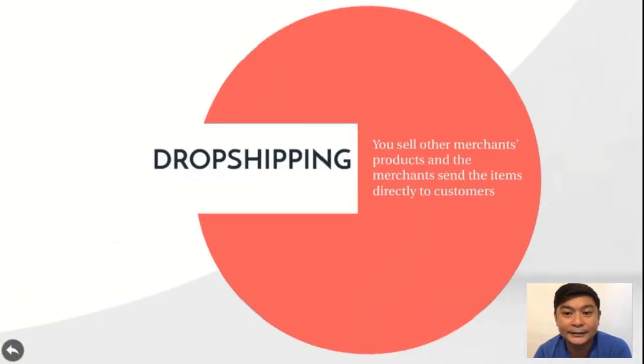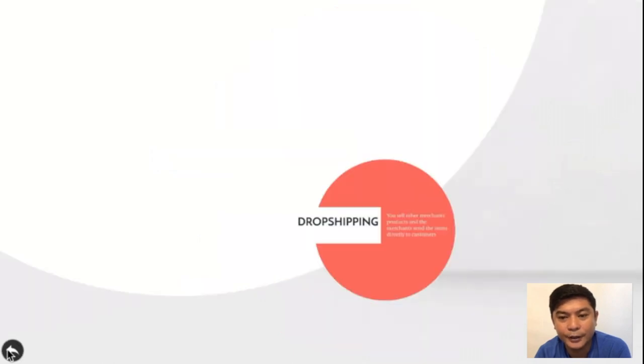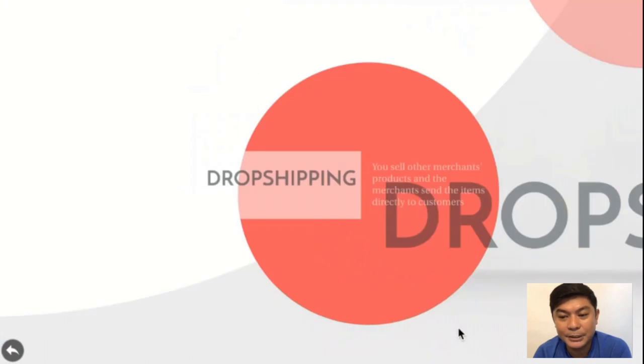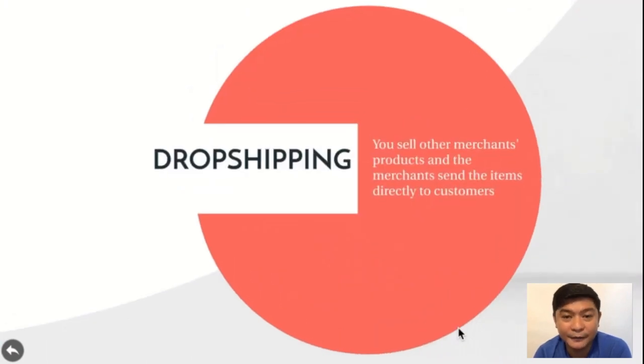And last option for you to start an online business is similar to the reselling option. So the reselling, bibili po kayo ng produkto, itatago nyo yung produkto, kapag may bumili, ipapadala nyo po sa kanila. Ang dropship, similar sa reselling, ang difference lang is, may agreement lang ang supplier at yung business owner. Ang mangyayari po is, kapag may umorder na customer dun sa online business, ang gagawin po ng online business, ino-notify si supplier, yung supplier na ang magpapadala sa customer.